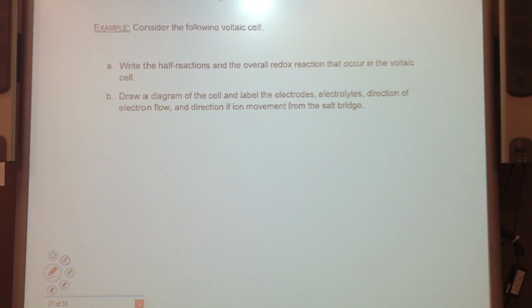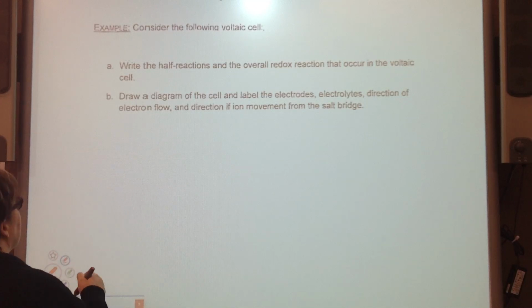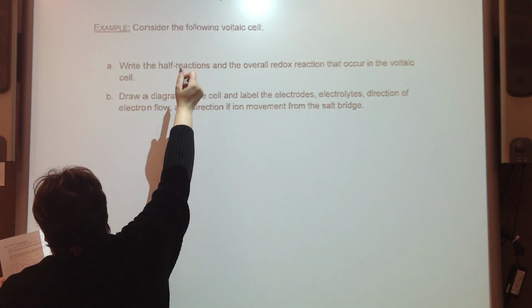Okay, so let's look at this voltaic cell. Write the half reaction, I'll tell you what it is. I'm just going to write it down here, the voltaic cell.